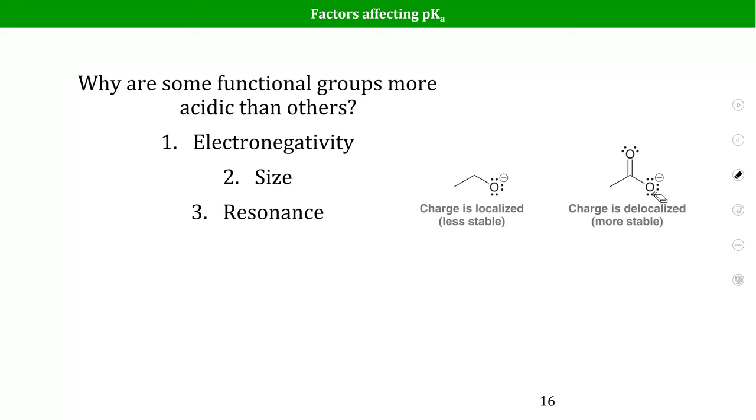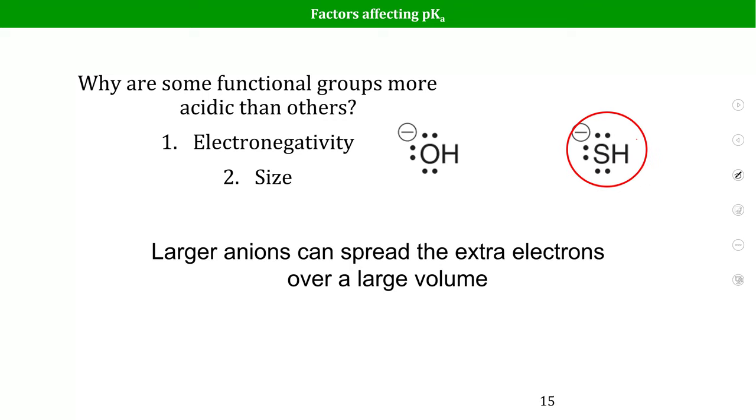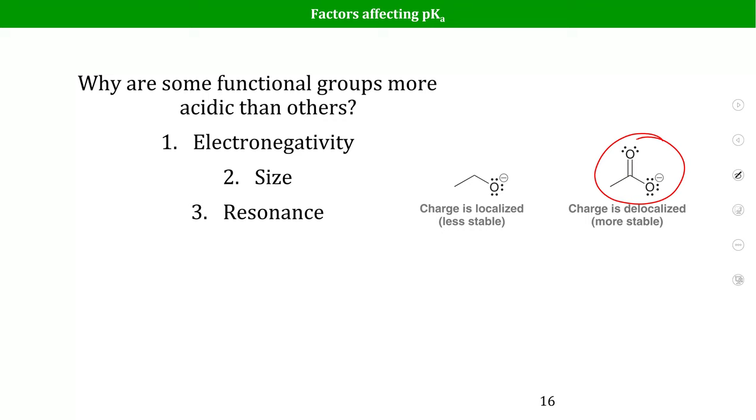Then last, the one we've been working with more, resonance. Again, we're looking at stability of the conjugate base. If you can delocalize the charge, it's going to be more stable. And the size one, this middle one, is less important than resonance and electronegativity usually. And it winds up showing up less often.